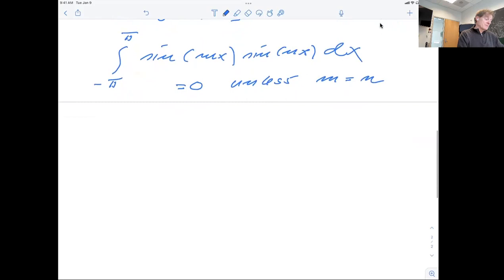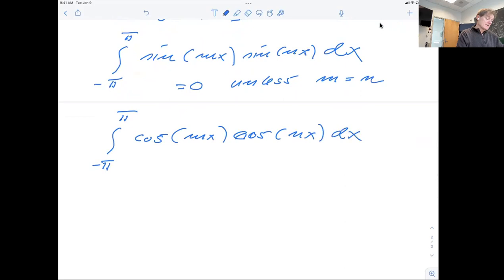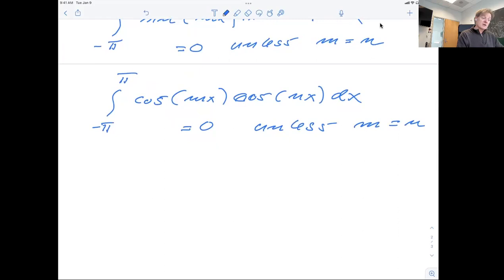Similarly, we can do the same thing with cosine. So we would have the integral of cosine of m times x multiplied with cosine of n times x, d of x, and this is also 0 unless m is equal to n.